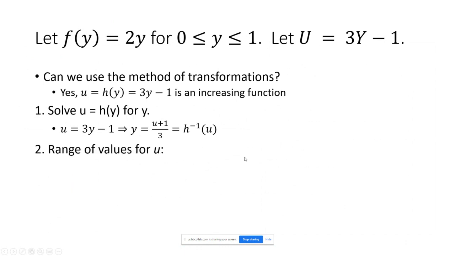All right, so then step 2, we want the range of values for u. We can start with our range of values for y, that y is between 0 and 1. And now we know that y equals (u plus 1) over 3. So we can replace y with (u plus 1) over 3, and then we want to solve this inequality to get u by itself. So multiply everything by 3, and then subtract 1 from everything. So we get u needs to be between -1 and 2.